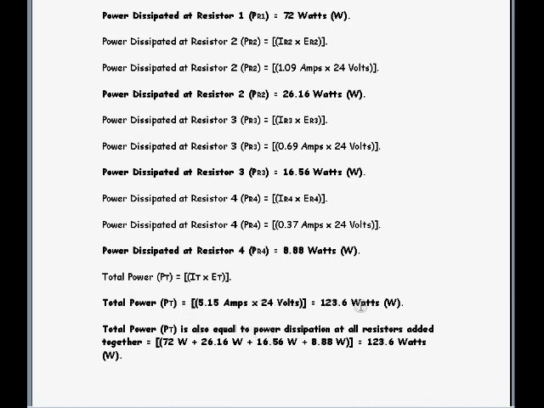We get 123.6 watts total power in this given circuit. And to check our work, we can calculate a summation, adding together cumulatively the power being dissipated at each resistor. We can add those together, and if you did it correctly, that should also equal 123.6 watts total power. So when we add the power dissipation at each resistor up, we do get 123.6. So this circuit analysis has been proven correct.